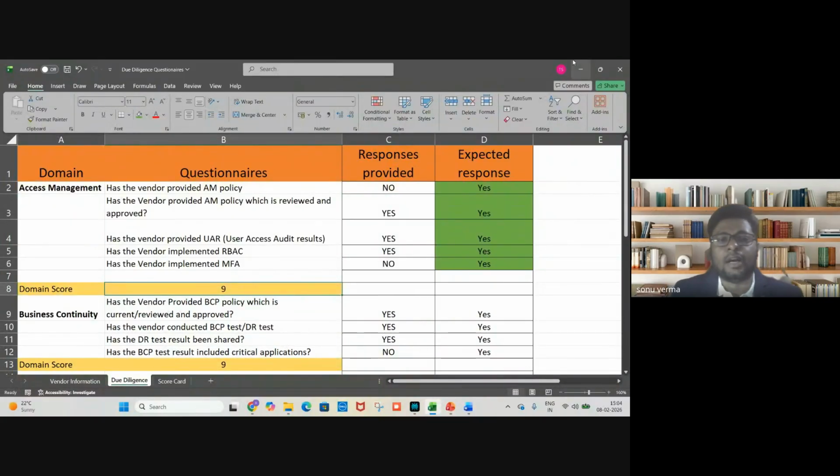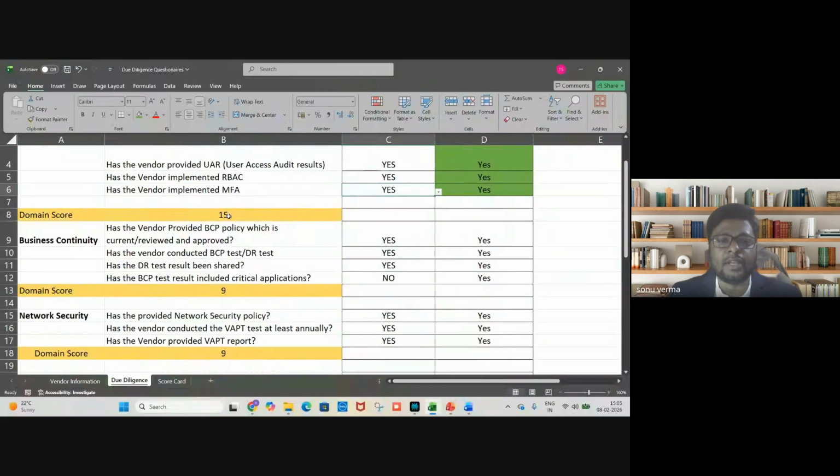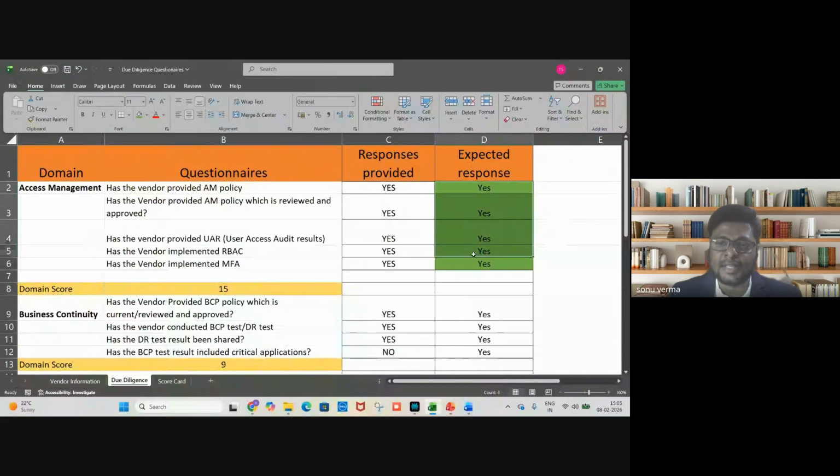Now, if the vendor says, okay, I have a policy, they will select yes. Now 9 became 12. Now, if the vendor says, yes, I do have multi-factor authentication also, you say okay. So 15 is the total score that my company requires to give the business to this vendor. So what we do is ask the vendor to share the answers to this question as yes and no. We do not go and ask for the policy first.